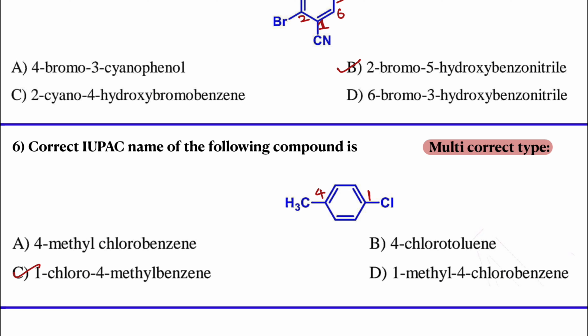And it can also be given the toluene name. Whenever you are using the toluene name, this is toluene and this is the first carbon and this is the fourth carbon, so the name of this compound will be 4-chlorotoluene.